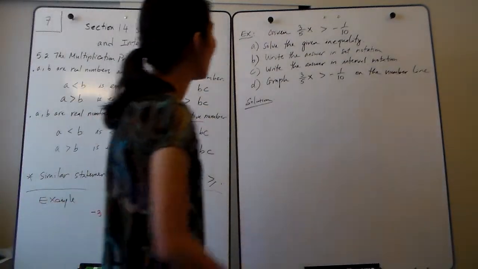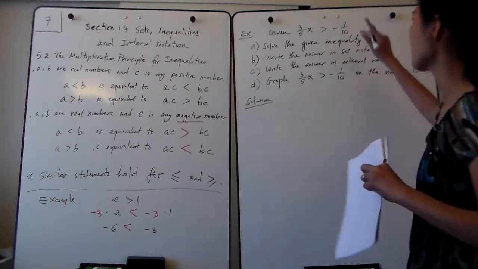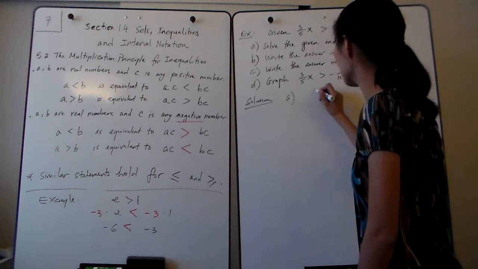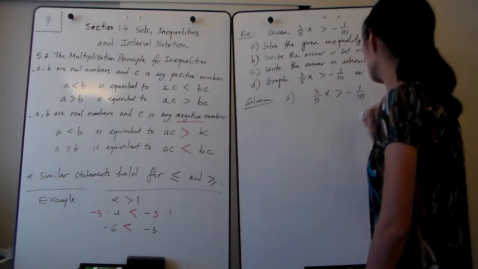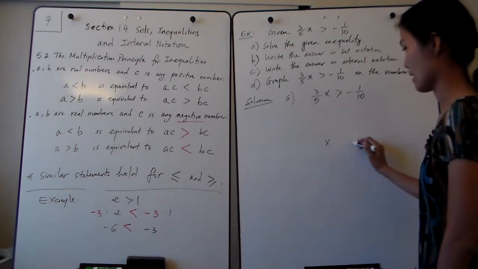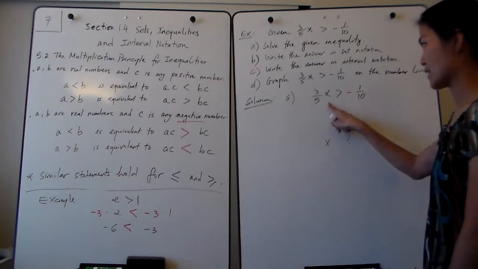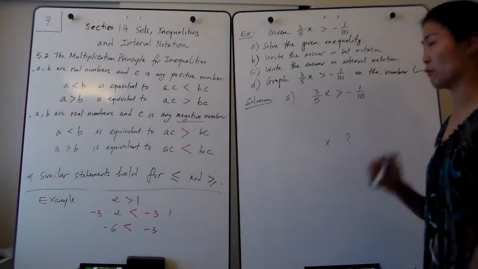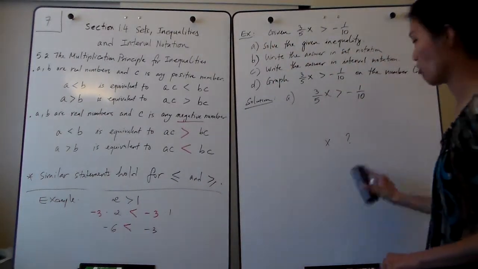Okay, and I have another example here. Solve this inequality, part A. Again, when you see solve, it means you need to find x. This x has a coefficient of 3/5, so we need to turn this coefficient into 1, because 1 times x is x. That is what we're looking for.